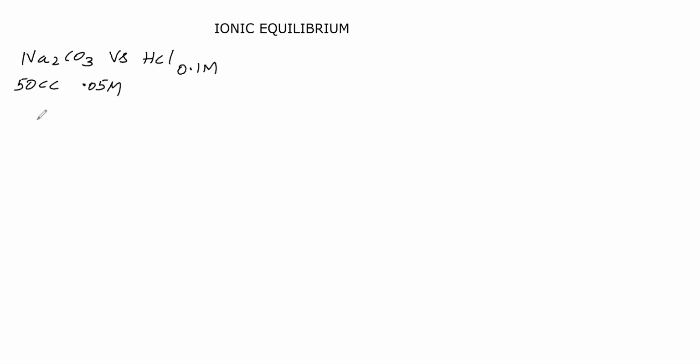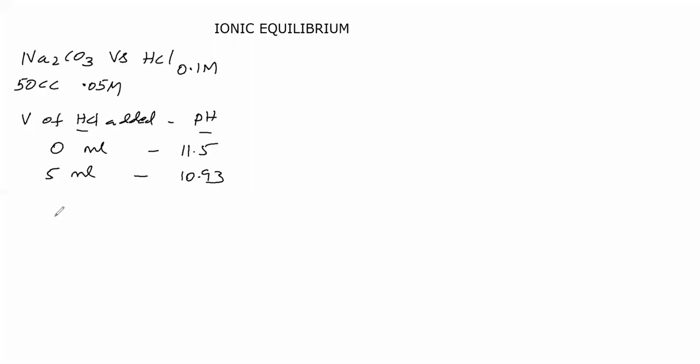Now, we have added HCl from the burette to the conical flask solution. Now we have to see the pH at each place, then we can find which indicator is suitable for this. Volume of HCl is 0 ml while pH of conical flask solution is 11.5. HCl added 5 ml while pH is 10.93. HCl added 10 ml, pH of solution is 10.51. HCl added up to 15 ml, pH of solution is 10.15.